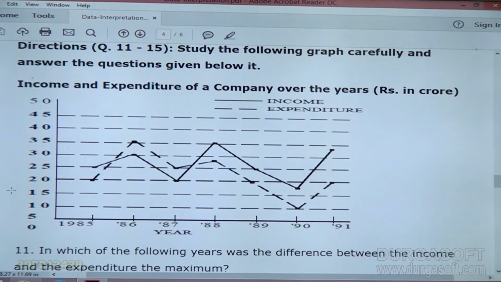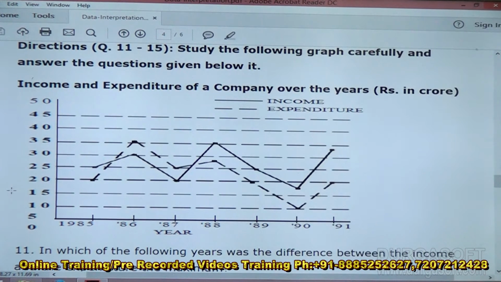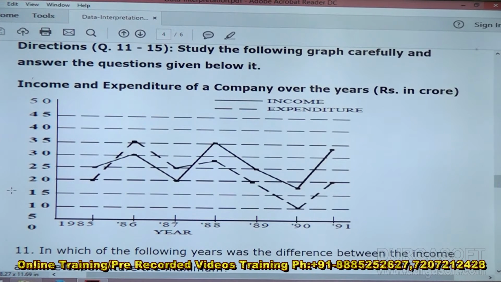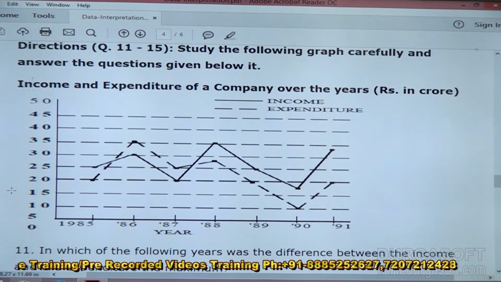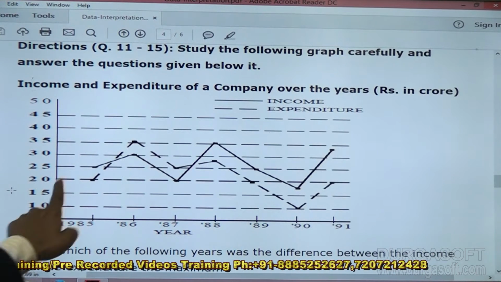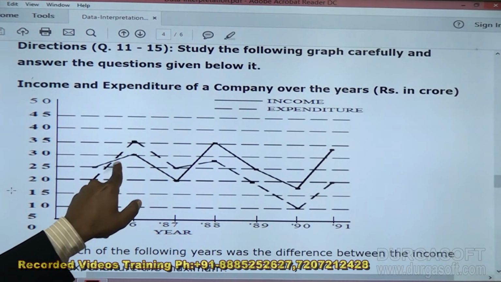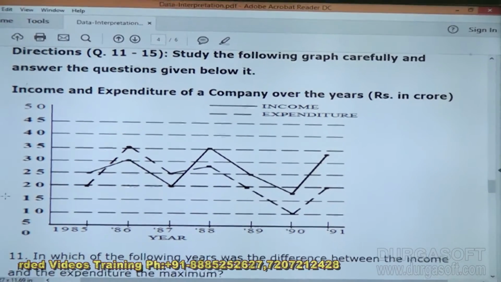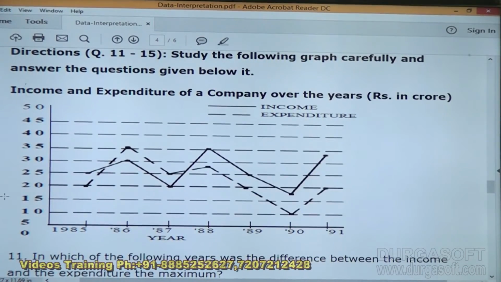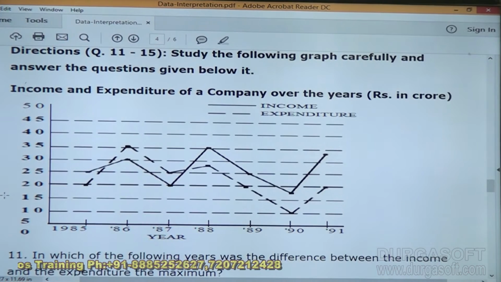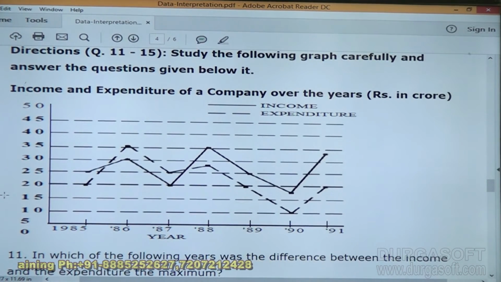The next question in data interpretation is based on a line chart or line graph. In this question, they have represented the income and expenditure of a company in crores. The darker straight lines represent the income, and the dotted lines represent the expenditure of the company over a few years. From 1985 to 1991, for 7 years, they gave the data about the income and expenditure.